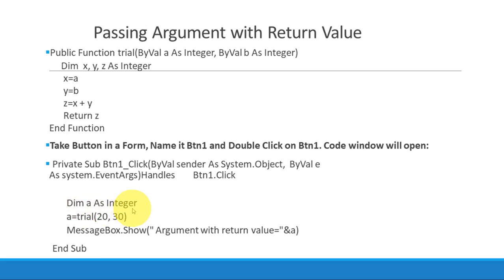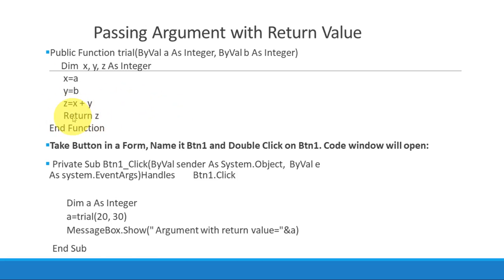Dim A as Integer, we are keeping A as Integer, and A is equal to Trial(20, 30). Again we are calling the trial function. We will jump to this function trial, and we are sending two arguments, 20 and 30. 20 will again be received by A and 30 will again be received by B. Now what will happen? These are the variables of the function, X, Y, Z. A is assigned to X, B is assigned to Y, Z is equal to X plus Y. But you must have noticed that here we are not printing the value of Z. We are just saying Return Z.